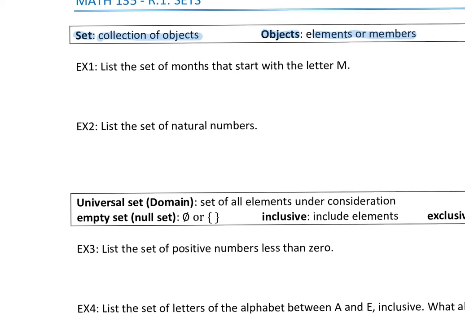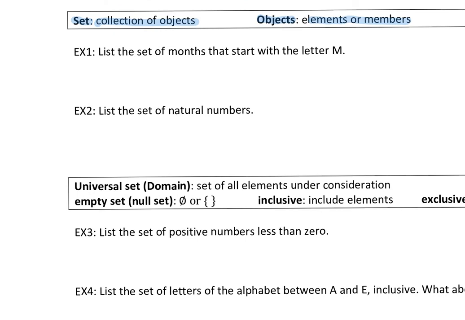In example 1, we are asked to list the set of months that start with the letter M. Since we're asked to list a set, we have to use our curly braces, and then that would be March and May.